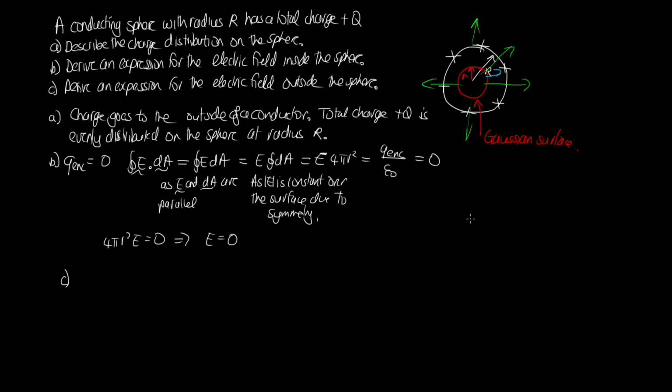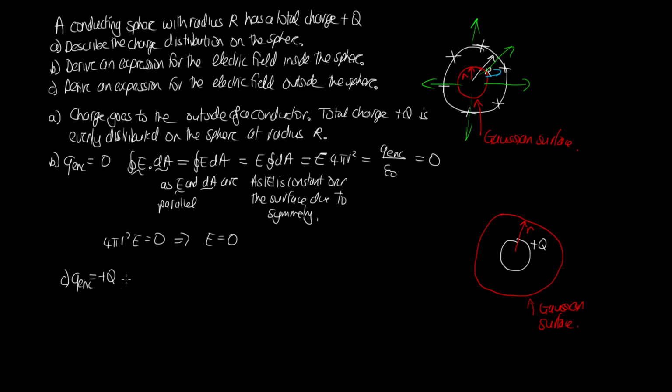Now in part C, we're asked to derive an electric field outside the sphere. For this one, we've got our sphere with a charge plus Q around the outside, and we're going to choose a Gaussian surface which is outside. So this will be at radius little r again, where little r is outside the sphere. So this is our Gaussian surface. This is very similar to the case for the non-conducting sphere. The charge enclosed within this Gaussian surface is equal to plus Q.